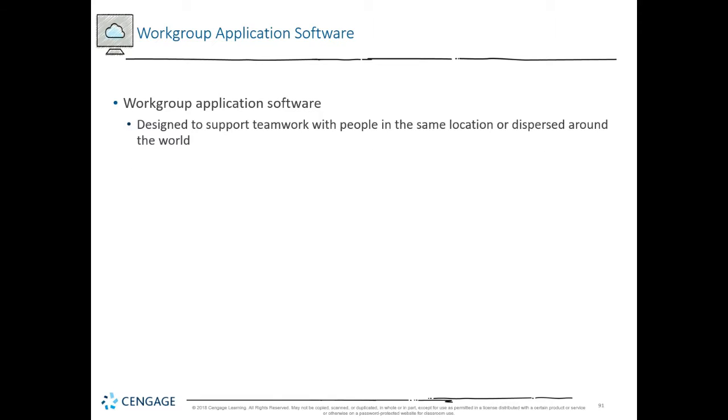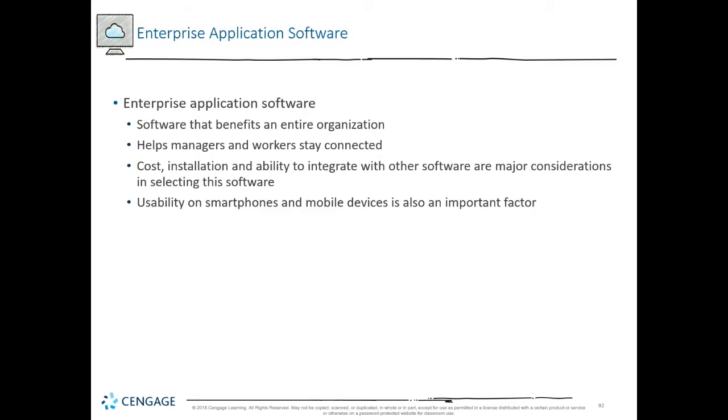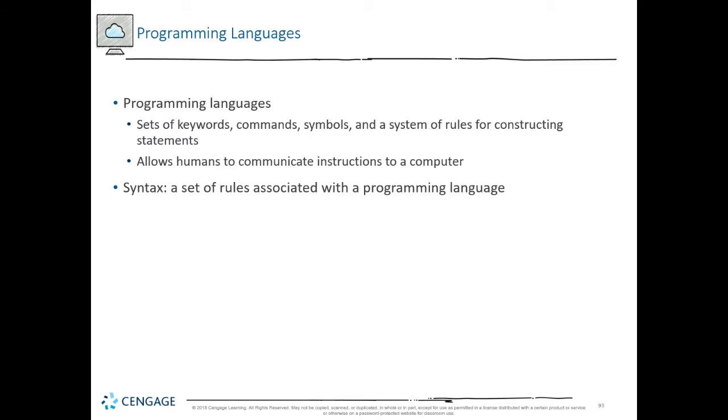Workgroup application software is designed to support teamwork, within the same location or dispersed around the world. Enterprise application software benefits an entire organization, helping managers and workers stay connected. Major considerations in selecting it are cost, installation, ability to integrate with other software, and usability on smartphones and mobile devices.